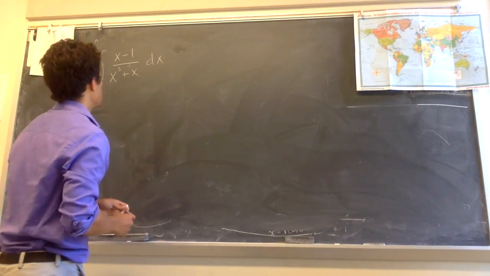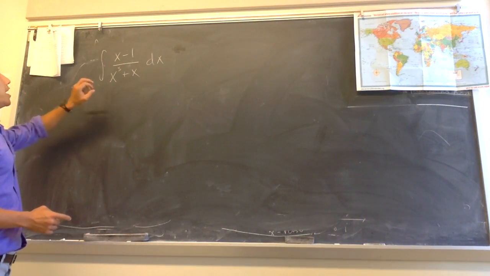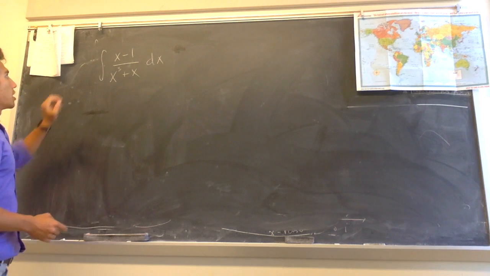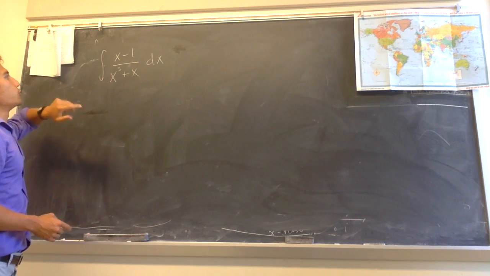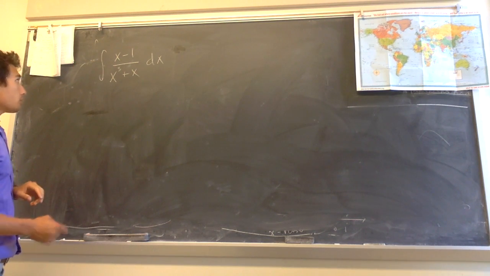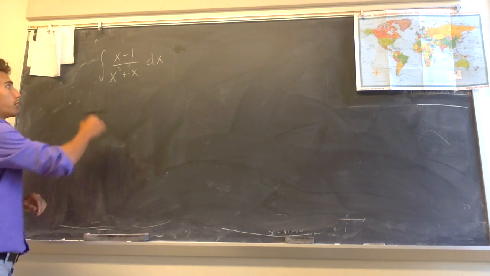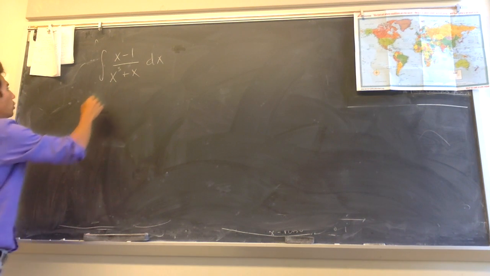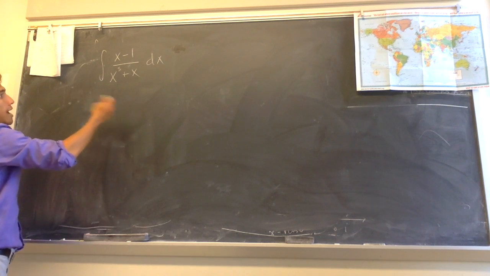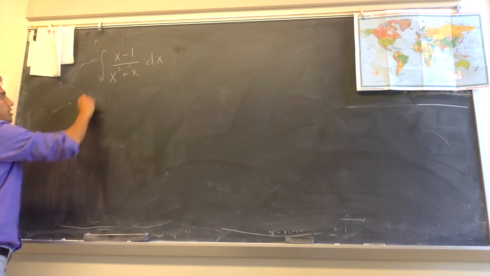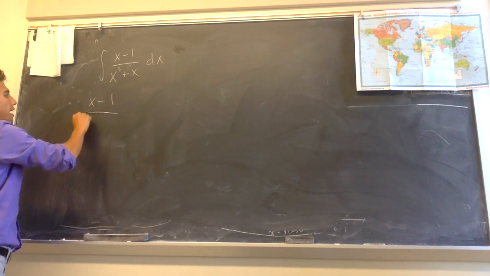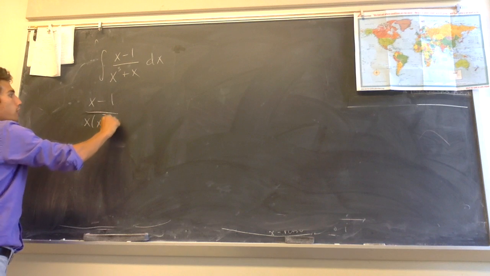Okay, so in this video I'm going to do an indefinite integral by the method of partial fractions. So it's the integral of x minus 1 over x cubed plus x dx. For the method of partial fractions, we first want to factor the denominator, and then we want to write the integrand as a partial fraction decomposition. So this is x minus 1 over x times x squared plus 1.